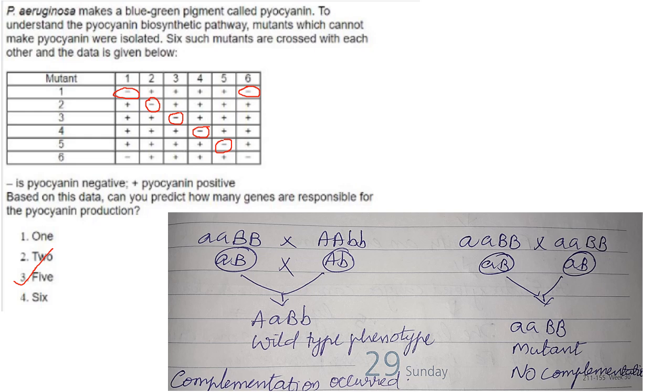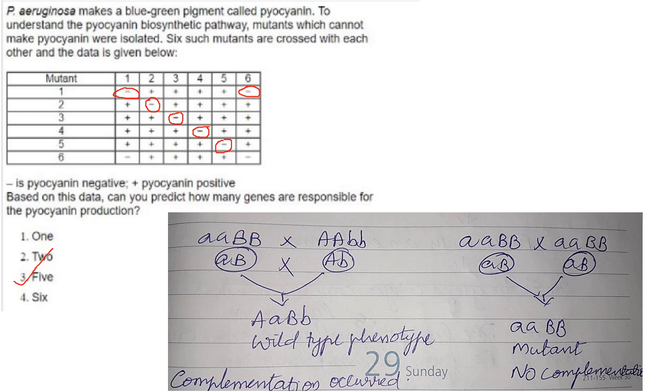Then 2, if you see, 2 crossed with 2 is negative, but with 1, 3 and 4 it has given phycocyanin production. 3 crossed with 3 again negative. 4 crossed with 4 again negative. 5 crossed with 5 again negative. 6 crossed with 1 negative. 6 crossed with 6 negative.